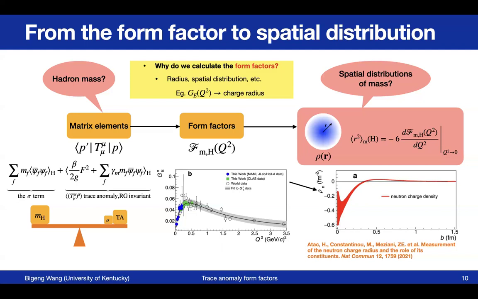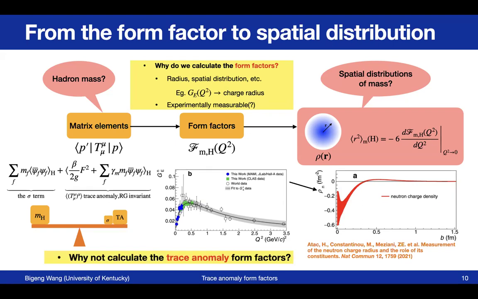So here we're doing something similar. We're trying to calculate the form factors for the trace anomaly. Another thing related to the form factors is that all these things can be measured. For example, the charge form factor, the electric form factor, you can measure experimentally and turn that into a spatial distribution. So why not calculate the trace anomaly form factor? That's our idea, so that we can get a spatial distribution as well.